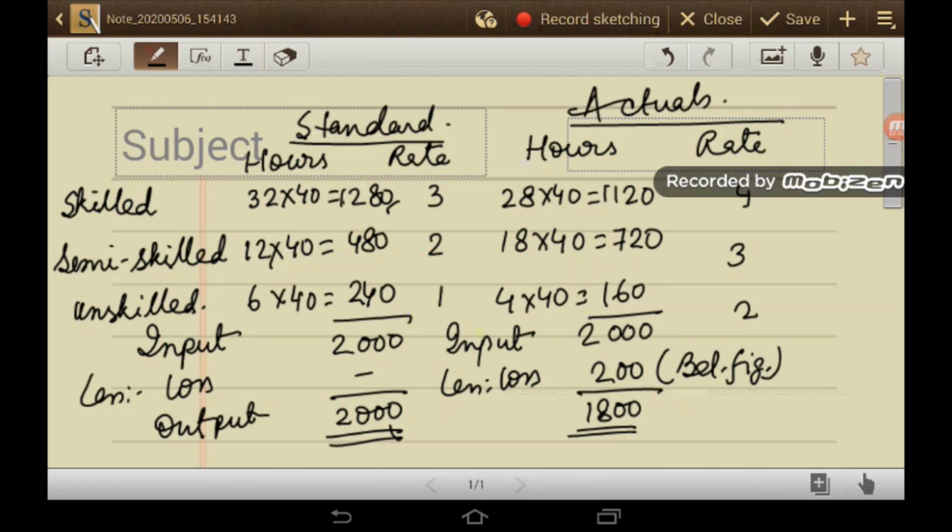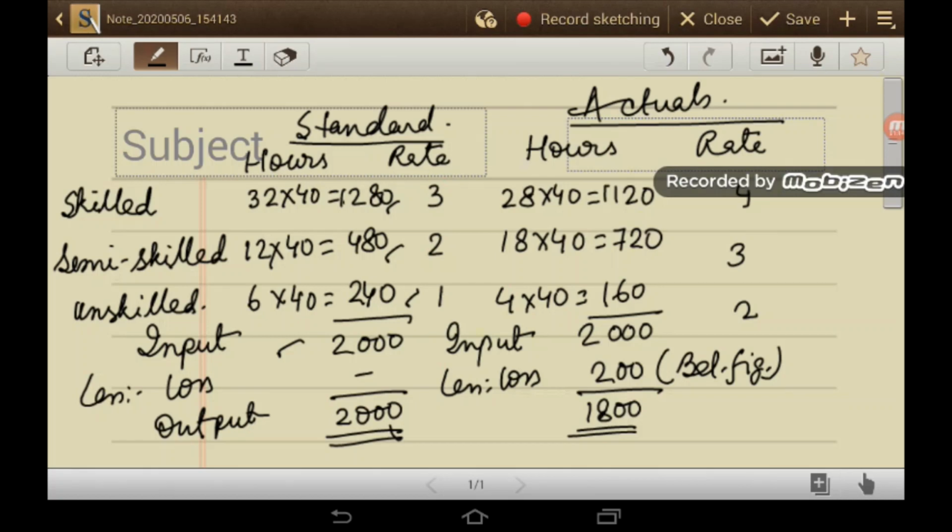Now semi-skilled 12 workers into 40, 480, and unskilled 6 workers into 40 hours a week, 240 hours. So actually there will be 2000 hours of input, and there is no loss due to maintenance, and 2000 hours of input will lead to 2000 hours of output. But actual data is something different.